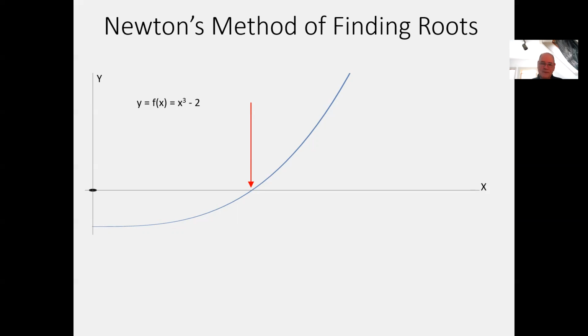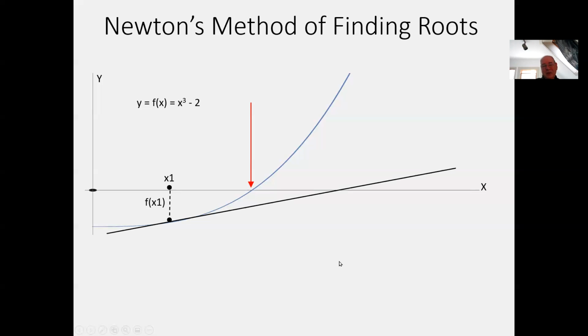Let's see what he does. Okay, let's follow this argument. He says, well, let's take an arbitrary point. Let's take some point, we'll call it x1, and we'll look at f of x1. And we notice that no, x1 is not the right end. F of x1 is not 0. It's some negative number. So that's not the right number.